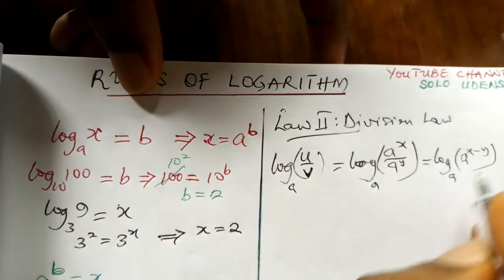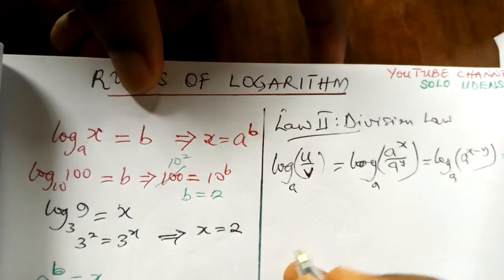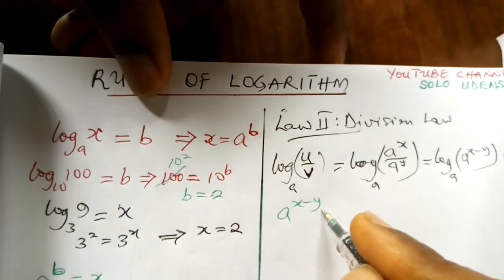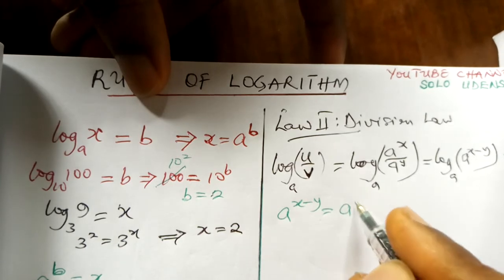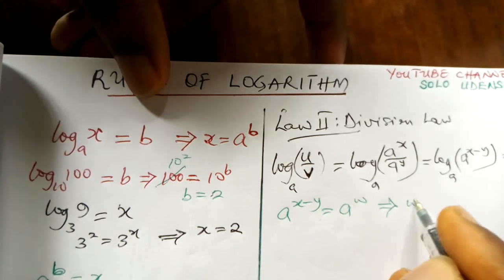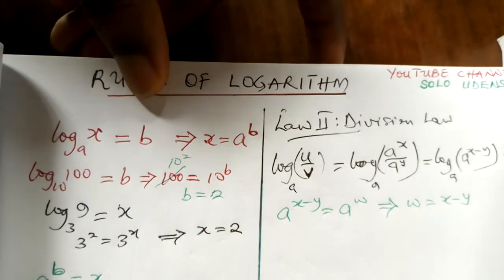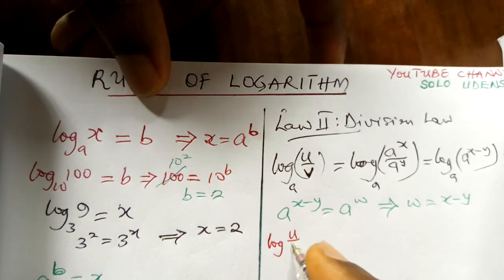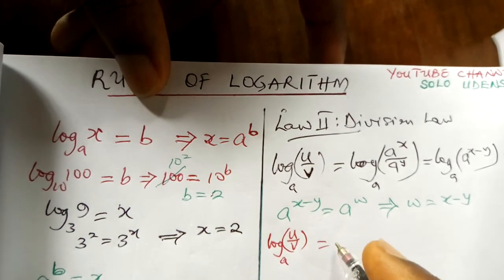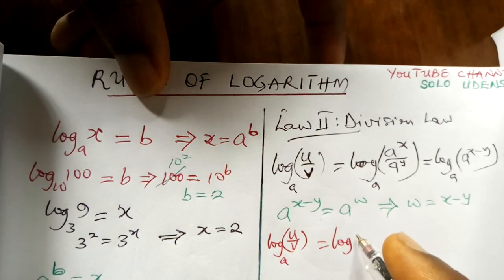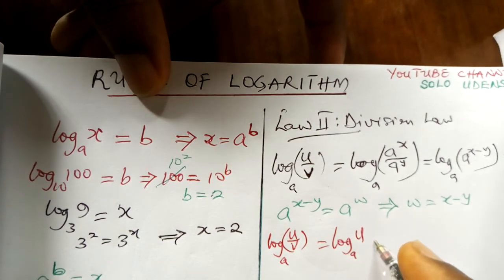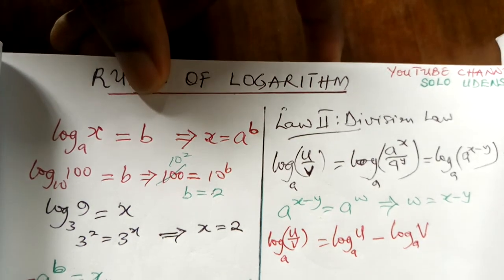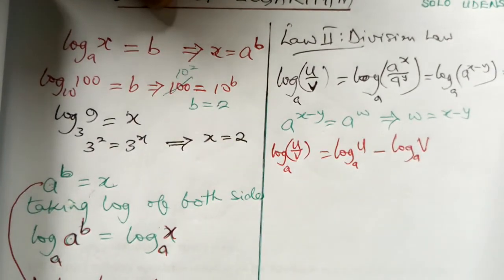So if we assume that it's equal to w in this case also, that means that a raised to power x minus y is equal to a raised to power w, and that implies that w is equal to x minus y. That gives us that log u over v base a is equal to log u base a minus log v base a. That is our law 2.